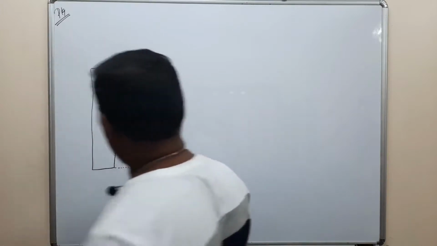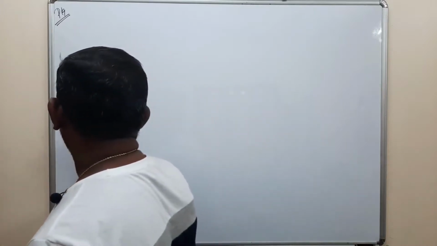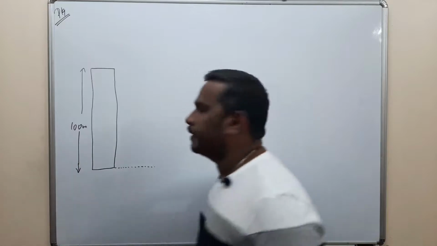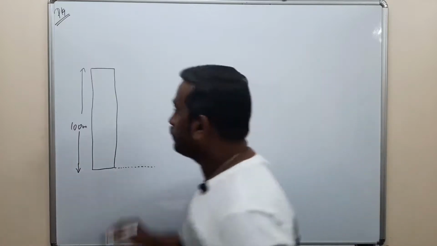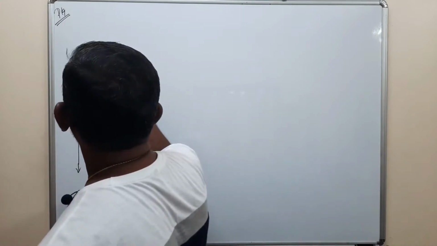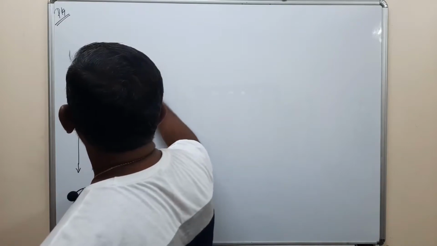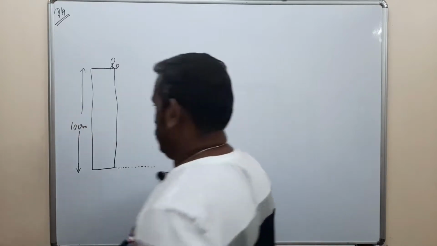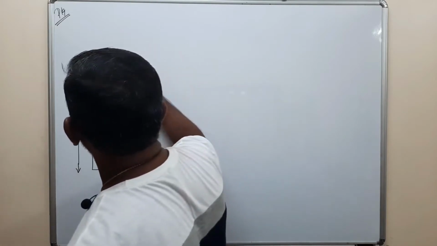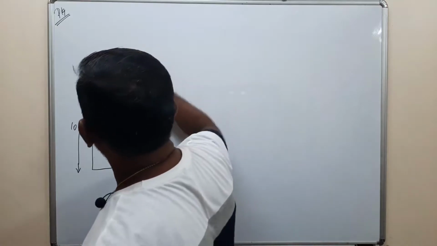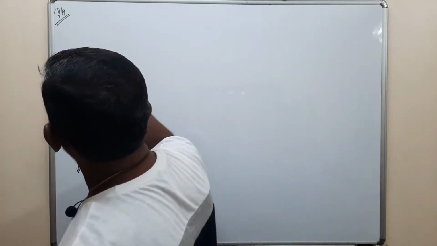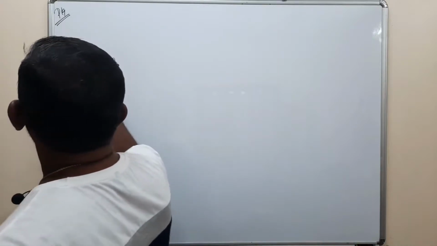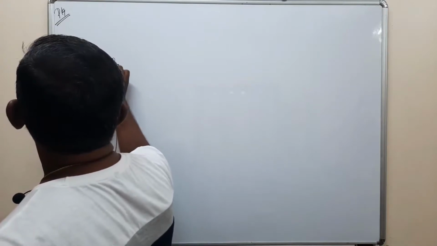Okay, a boy is standing on the top of a tower of height 100 meter. He projects a ball vertically upwards with a velocity u equal to 20 meter per second.